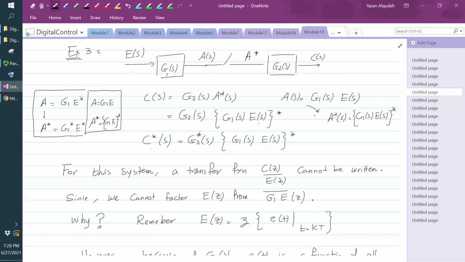And therefore, in this case, I'm not going to be able to write C of Z divided by E of Z. I cannot write C of Z divided by E of Z, since we cannot factor this E outside before it's multiplied by G1 of S. And therefore, I cannot get a transfer function between C and E alone. I cannot separate the E on the right side because I have to multiply it and then take the star transform.